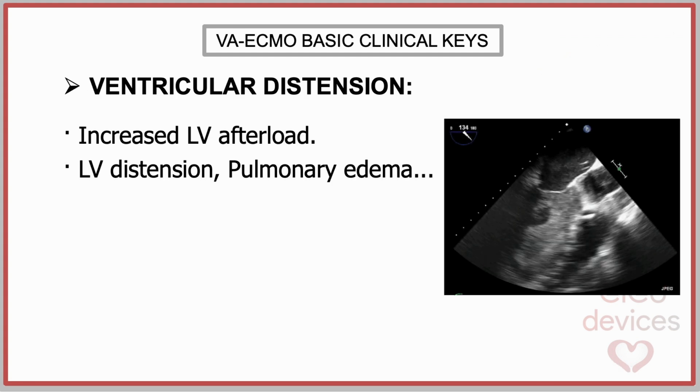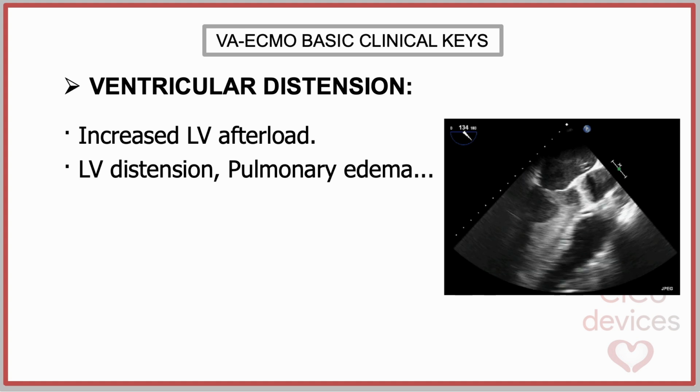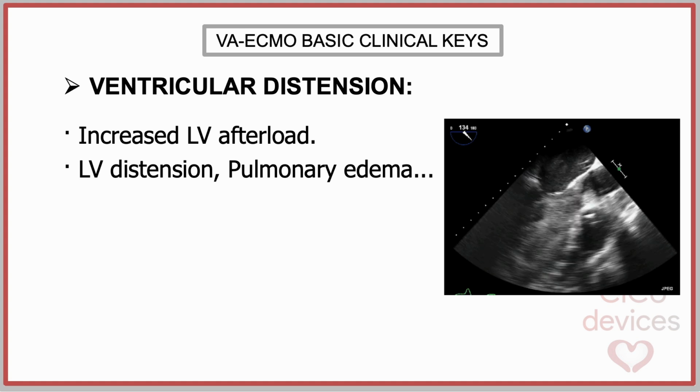Left ventricular distension is a feared hemodynamic complication of VA-ECMO. The retrograde aortic flow generated by the circuit increases left ventricular afterload, which can elevate left ventricular end diastolic pressure, promote aortic and mitral regurgitation, impair coronary blood flow, and cause severe pulmonary edema and potential intracardiac thrombus formation.